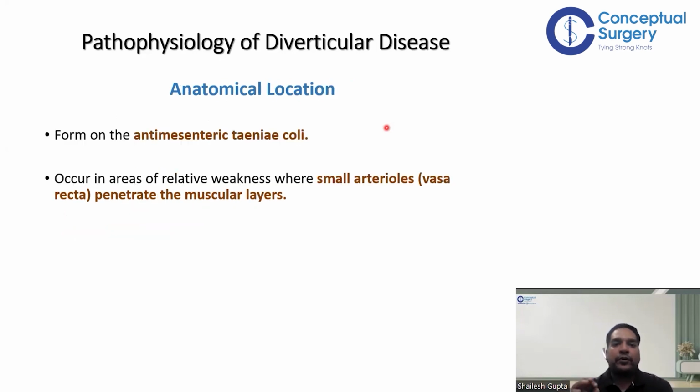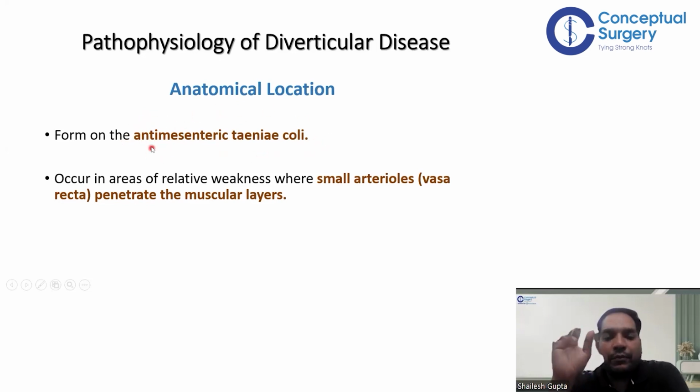So बहुत important है, ये NEET का MCQ है. So anti-mesenteric tinea coli basically is the site where यहाँ पे diverticula होता है. So just remember that in a colon there are 3 tinea coli. One is mesenteric, 2 is anti-mesenteric. ठीक है? तो ये anti-mesenteric tinea coli में commonly found होता है, number 1.